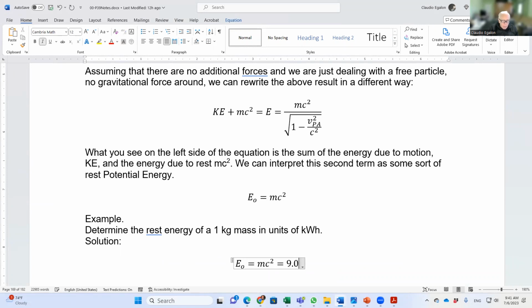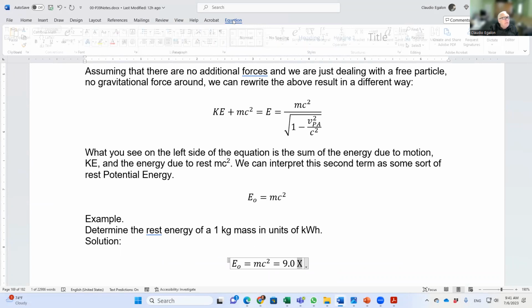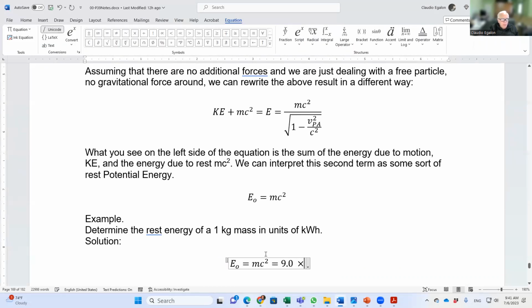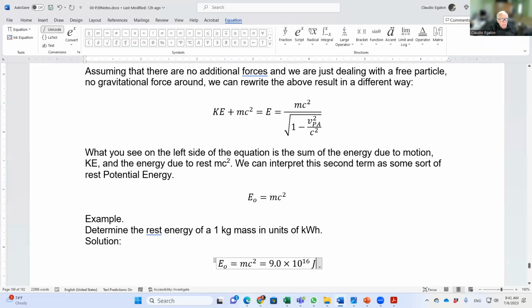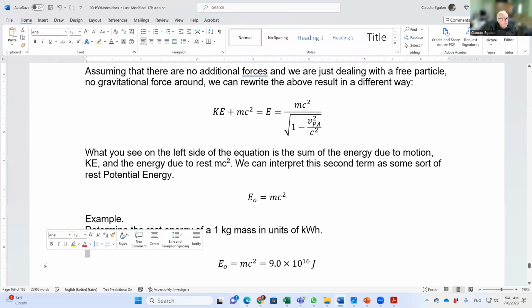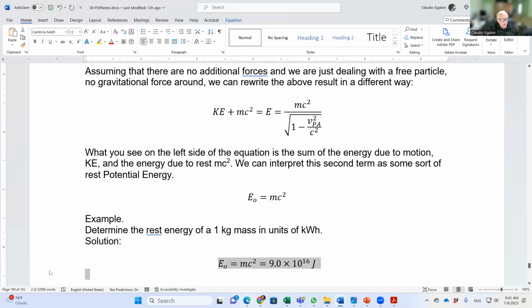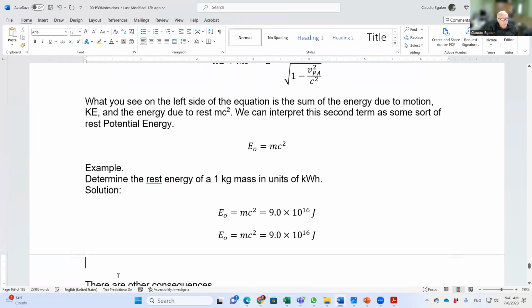That's 9.0 times 10 to the 16 joules. And now we are going to convert kilowatt hour into joules to see what it represents.